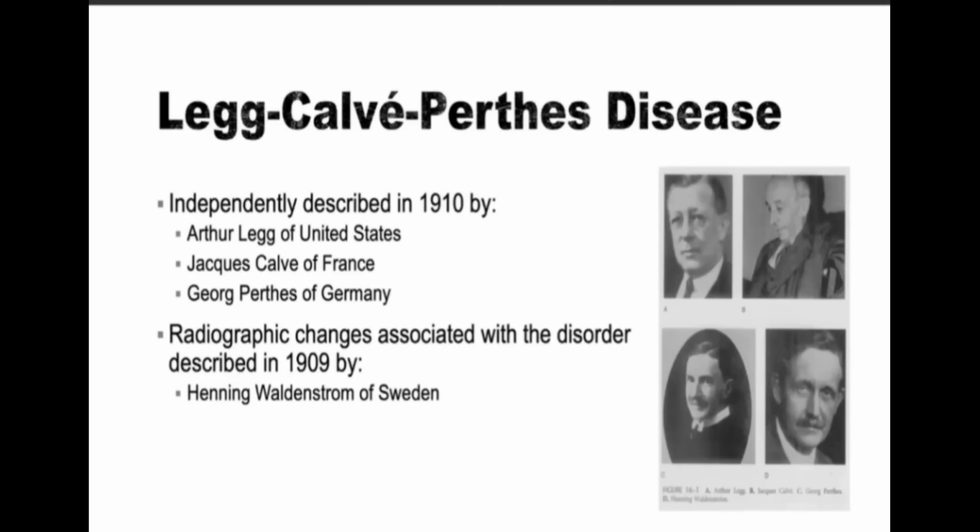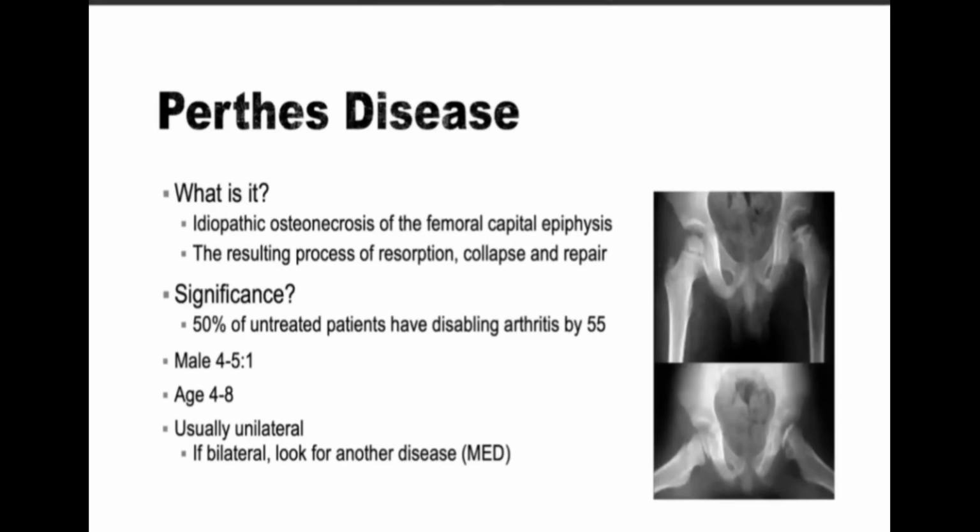Next topic is to discuss Legg-Calve-Perthes disease. The reason it's got three funny names is that it was described independently, all describing the same thing in 1910 by three separate physicians. It's gotten shortened so that most times we just refer to it as Perthes disease. And the radiographic changes were actually described a year earlier by Dr. Waldenstrom.